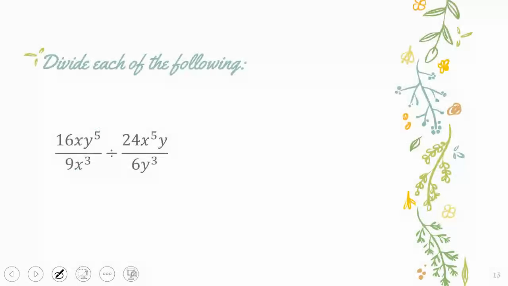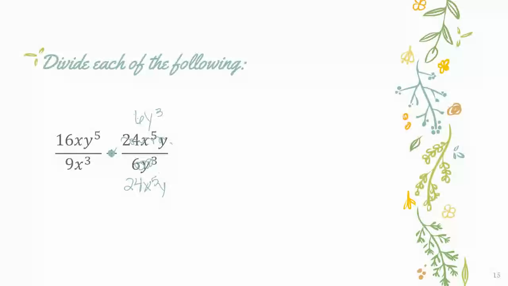We also need to be able to divide. And remember, dividing means that you flip and multiply. So this becomes 6y cubed on top and 24x^5y on bottom. And then I'm going to change this from division to multiplication. Okay? Now I can go through and start canceling everything.